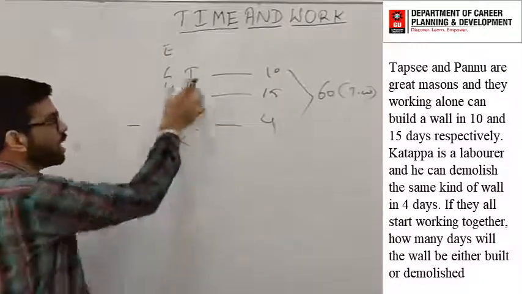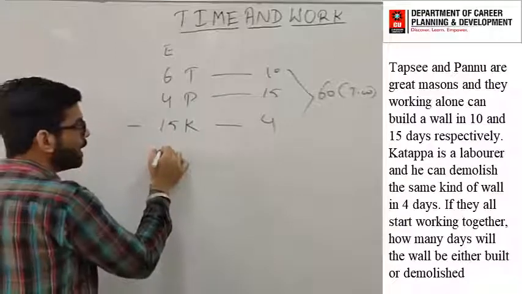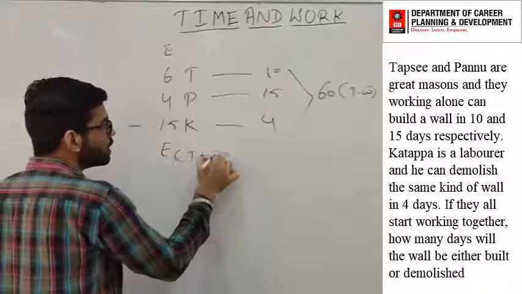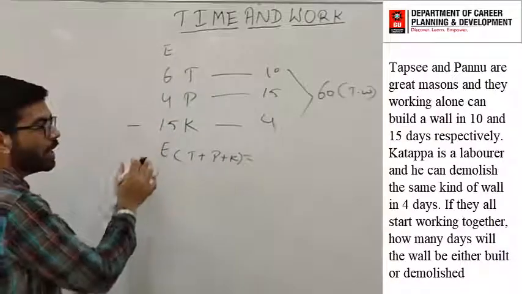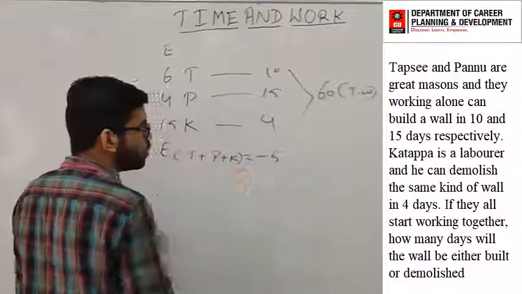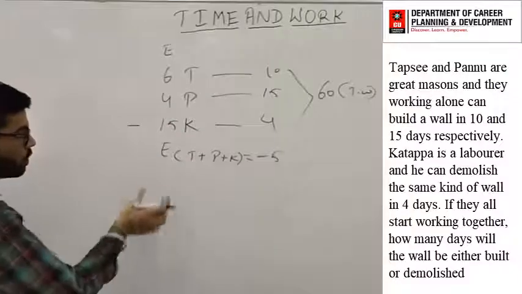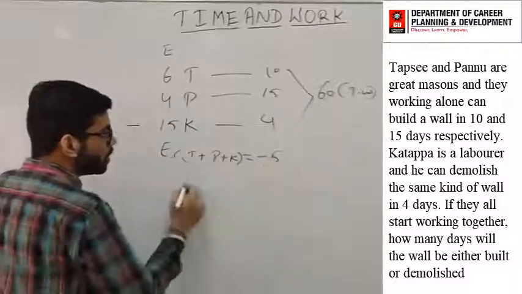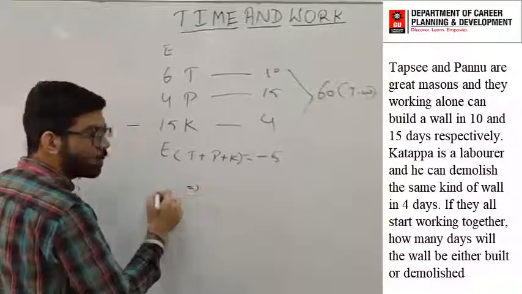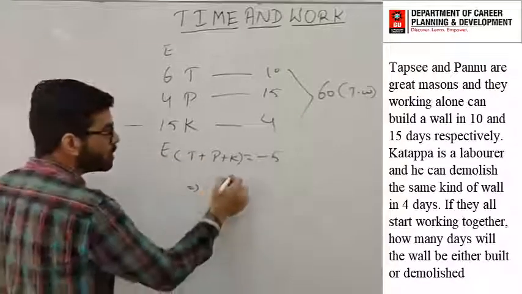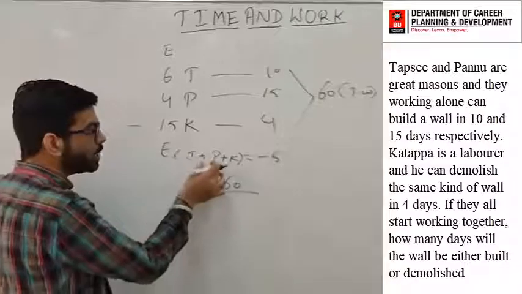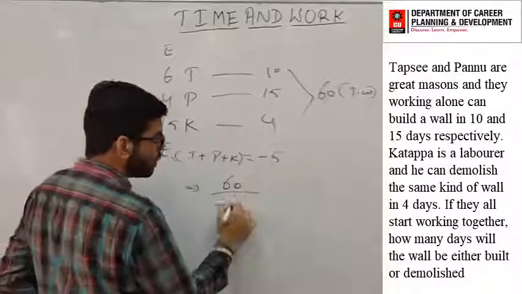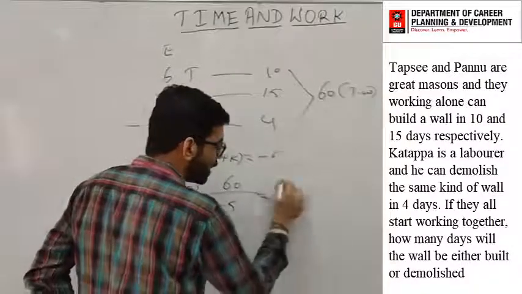Now as per the question, everyone is working, so the combined efficiency of T plus P plus K comes out to be 6 plus 4, 10, minus 15. This value comes out to be minus 5. Next, for the total work, you have to find the number of days in which the work is completed or demolished. Total work is 60 divided by the combined efficiency, which is minus 5. So the value comes out to be minus 12.